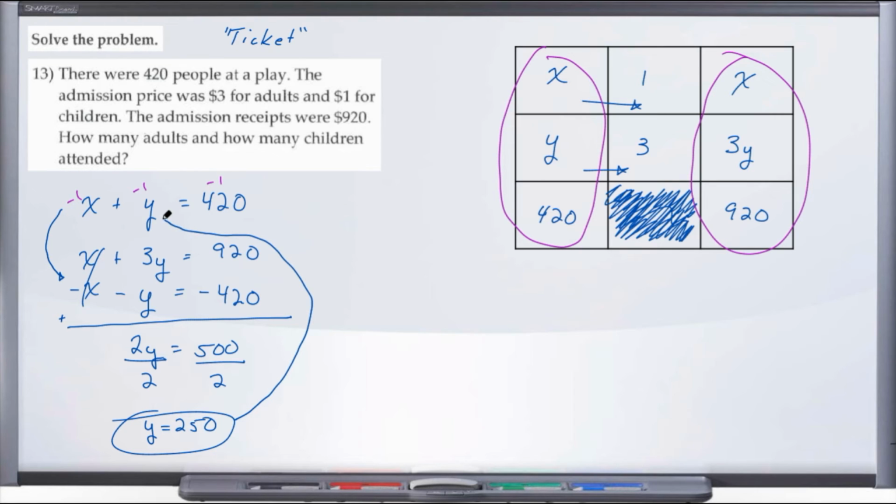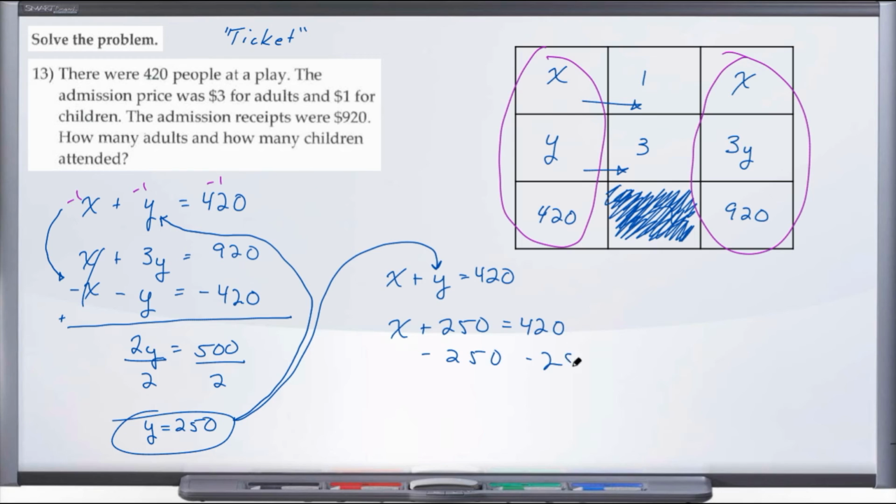All right, so now that we've solved for y, let's take this value and plug it back in to one of our original equations. And the first equation, x plus y equals 420, is probably the easier of the two. So let's use that one. So x plus y equals 420. And again, we're going to plug this value in right here. So we have x plus 250 equals 420. Let's subtract 250 from each side, and we get x equals 170.